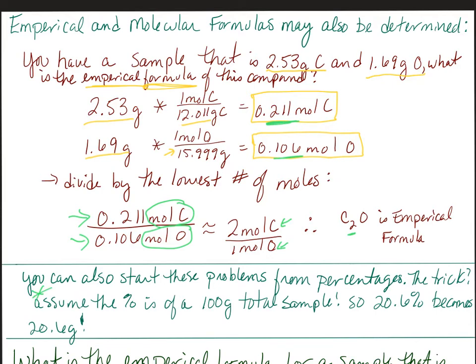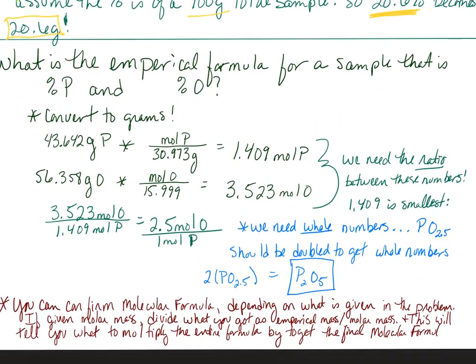So I'm down here now. You can start these problems from a percentage. So let's say that you're given 20.6% is oxygen. You can convert that in your mind to a 100-gram sample, which means that instead of saying 20.6% is oxygen, we can simply say 20.6 grams are oxygen, okay? So it's an assumption, and that's not a bad assumption to make because it allows you to do some math. Here's an example of what I mean here.